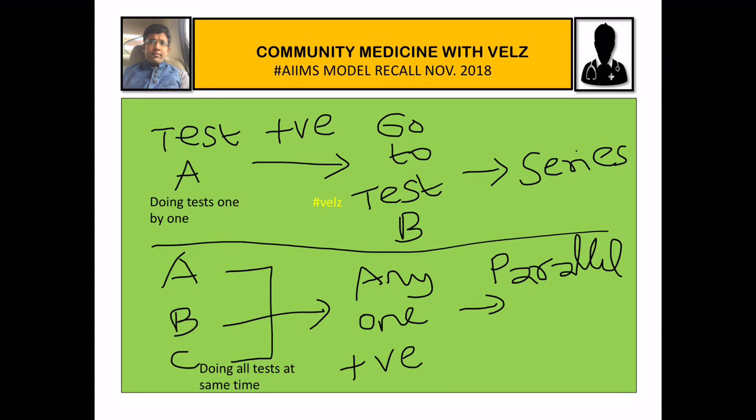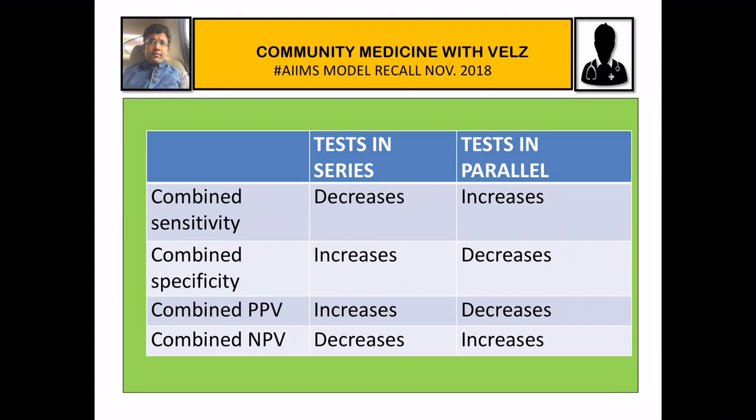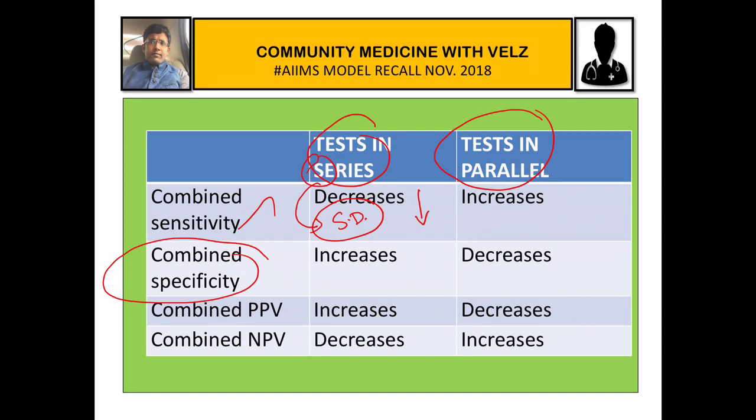In order to remember this, there is an easy table. You can remember this table: tests in series, tests in parallel. That is the combined sensitivity. So when you do the test in series, the combined sensitivity decreases. You know standard deviation, so SD. You remember the standard deviation is D. So for combined sensitivity, when doing test in series, that is series decreases. What happens to the specificity when you do the test in series? It increases.